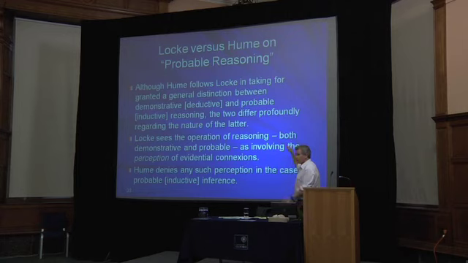So we've seen Hume basically follows Locke in drawing a distinction between demonstrative and probable reasoning. But Locke sees the operation of reasoning as involving perception of evidential connections, whereas Hume, at least in the case of induction, is going to deny that.